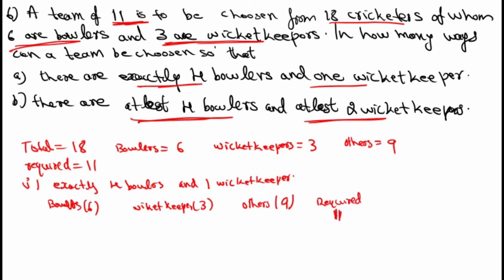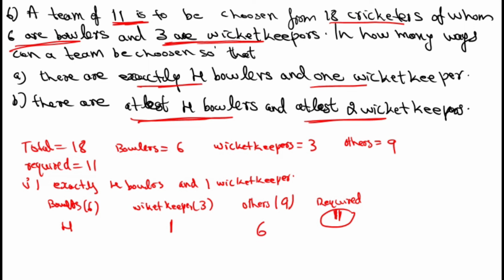Now see, exactly 4 bowlers. Out of 6 bowlers, you need to select only 4 bowlers and 1 wicket keeper. From 3 wicket keepers, you need to select 1 wicket keeper, and 4 plus 1, 5. Others, 9 are there, but total number required is equal to 11. So you need to select 6 others.